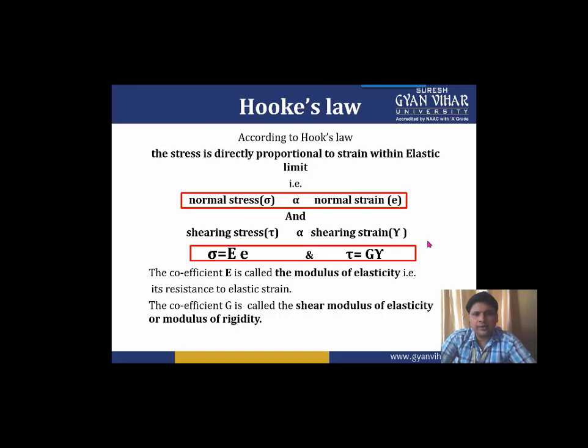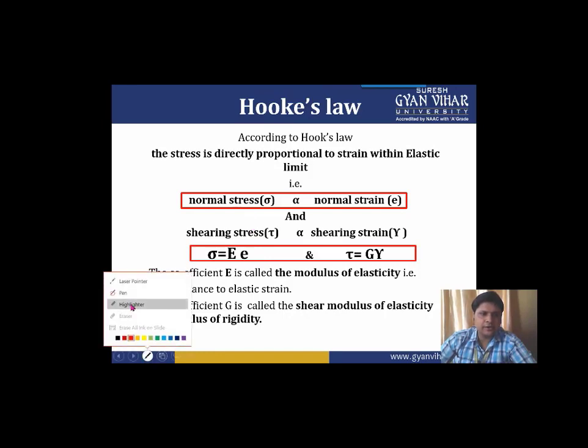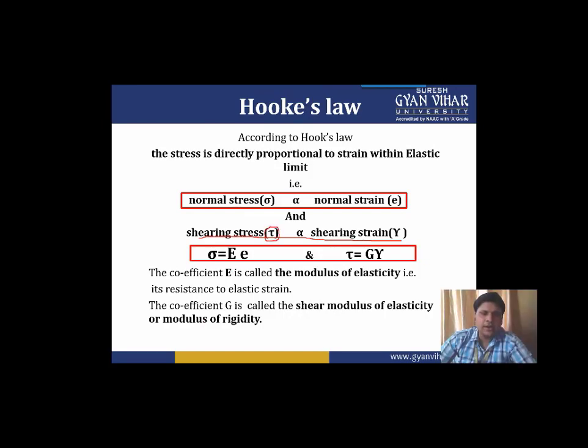Normal stress, denoted by sigma, is directly proportional to normal strain, denoted by E or epsilon. In normal stress we consider tensile stress and compressive stress. Apart from that, for shear stress also, shear stress is directly proportional to shear strain. Shear stress, as we all know, is denoted by tau, and shear strain is denoted by gamma. So tau is directly proportional to gamma.